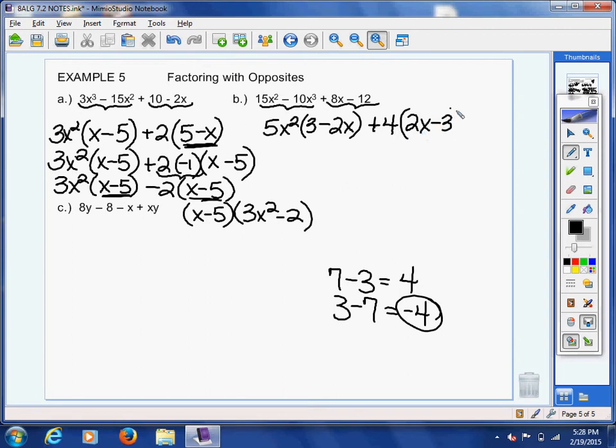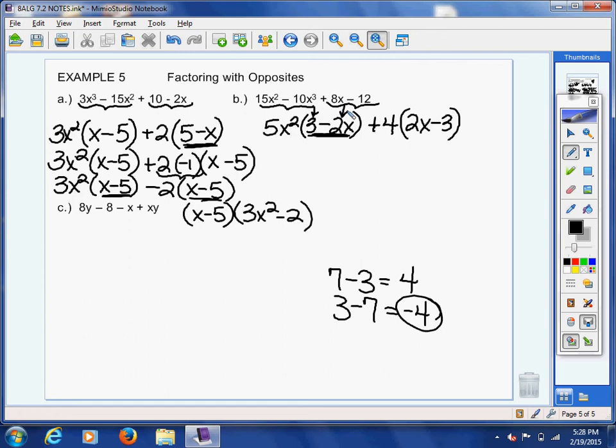minus 3. Okay, same exact problem, okay? I've got 3 minus 2x, 2x minus 3. They're not the same. They're just not the same. If I pull out a negative 1 out of this quantity, it's going to make positive 3, negative 3, and it's going to make negative 2x, positive 2x, which is exactly what I need, because the other quantity has a positive 2x and a negative 3.